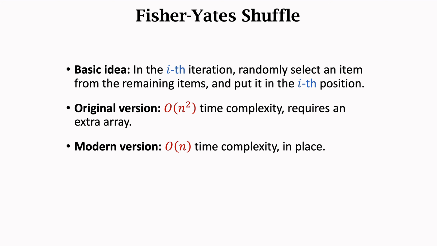The modern version is a much better implementation. It has only big O of n time complexity. It is an in-place algorithm. In-place means to transform the input array without using extra memory. In sum, the modern version uses less memory and less computation.